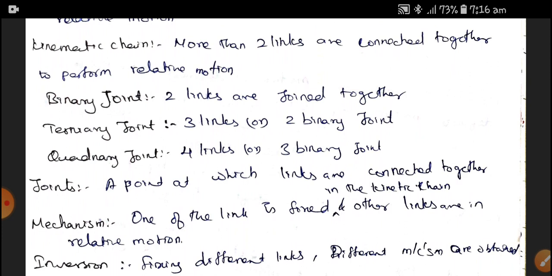In finite element analysis, we call it nodes. Two elements are connected by means of a node. Here, two machine elements are connected by means of a joint.